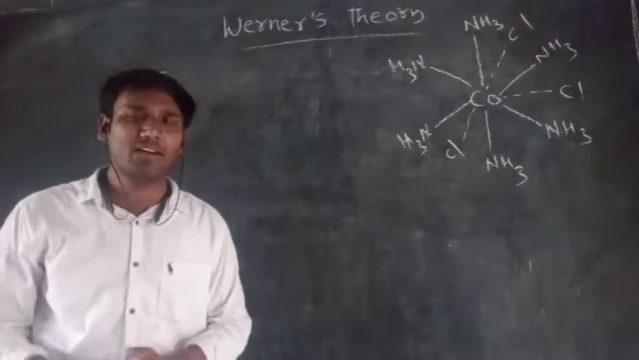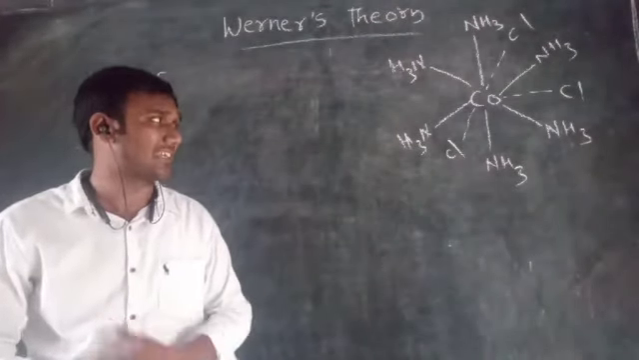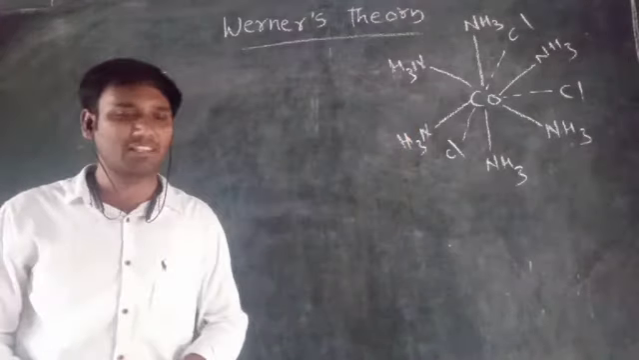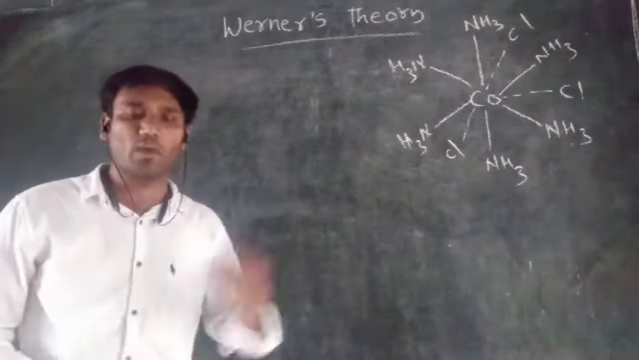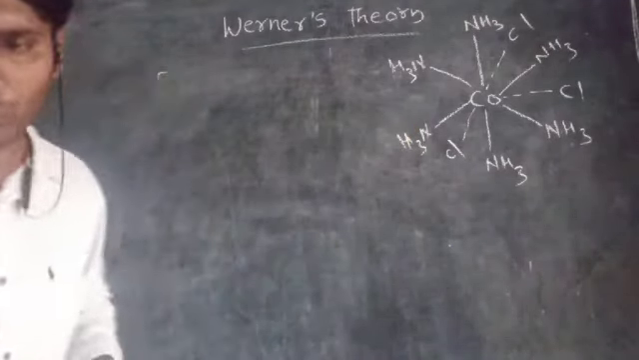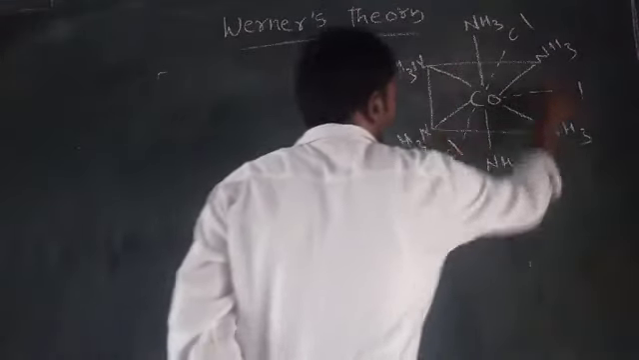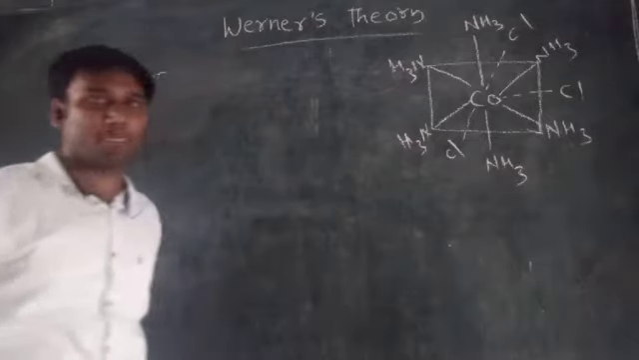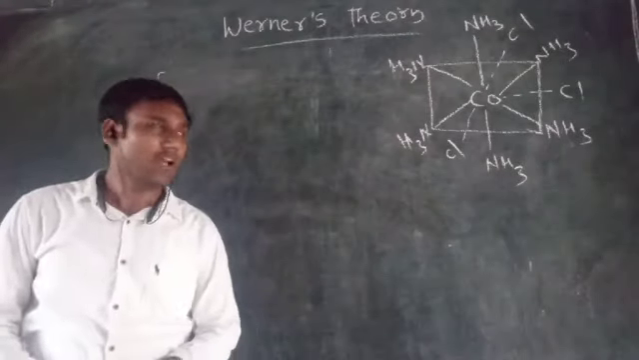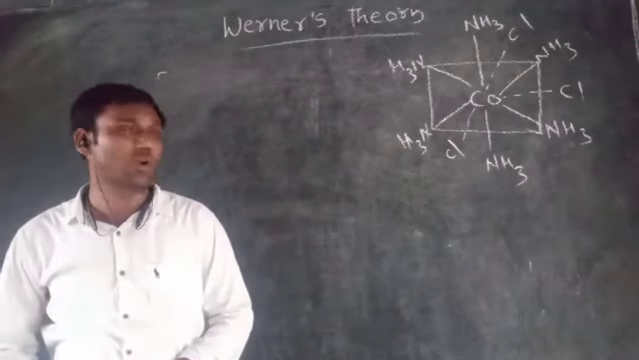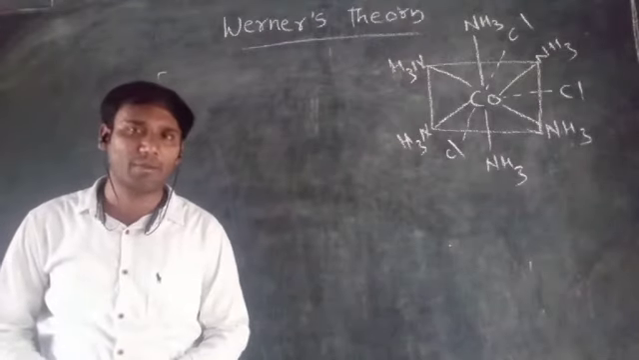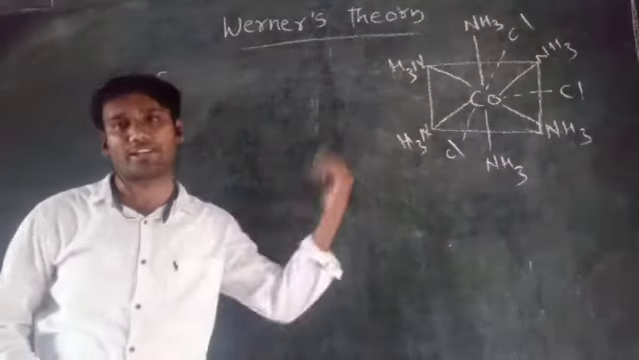So this is the structure for Co(NH3)6Cl3. This is the structure we get from the Werner series. This is one of the examples, and we see that the structure is an octahedral structure, because the coordination number is 6. When the coordination number is 6, generally the geometry of the molecule is octahedral. So the geometry of the molecule depends on the coordination number.